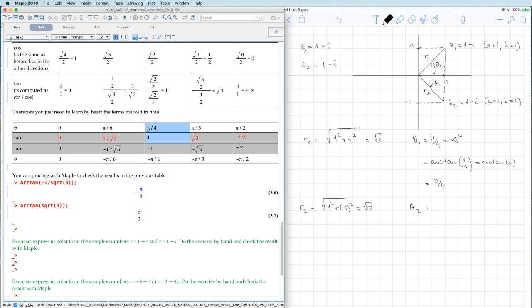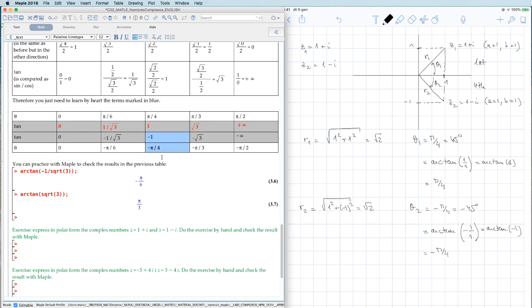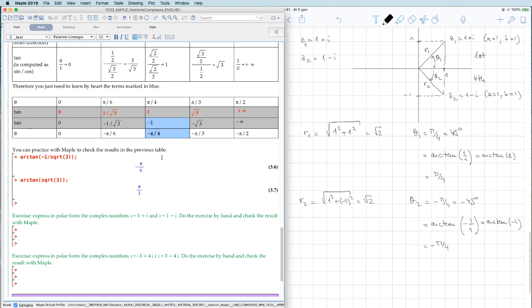So theta 2, we can also have a look at the plot, and of course it's minus 45 degrees, but if we do the formula, it's the arctangent of minus 1 over 1, and now if we look at minus 1 at the table, we have minus pi over 4. Remember that we can use the arctangent because we are in the first and fourth quadrant, so the formula is going to work. So let's do now the second exercise.